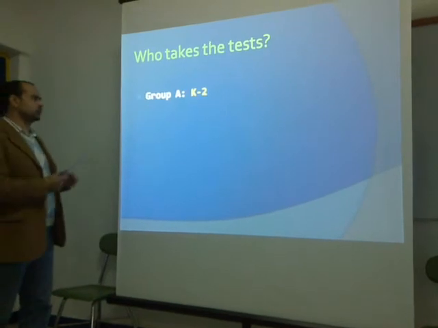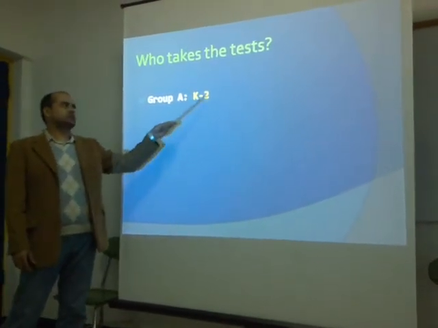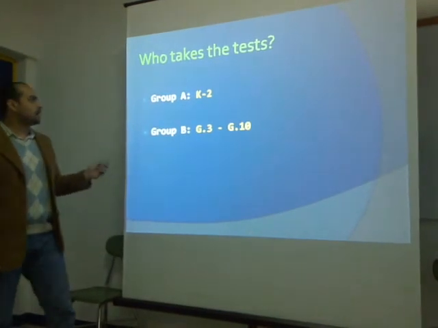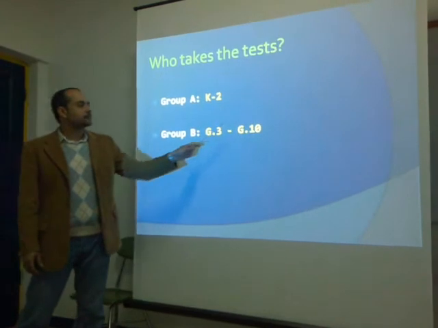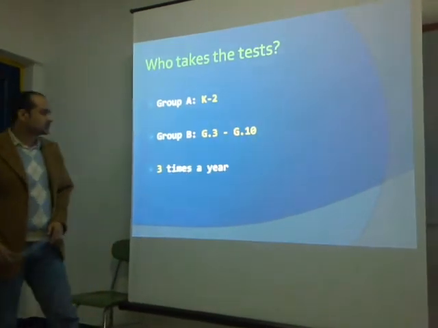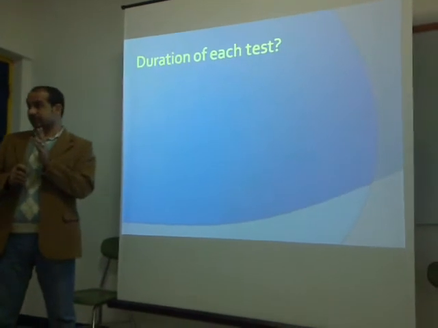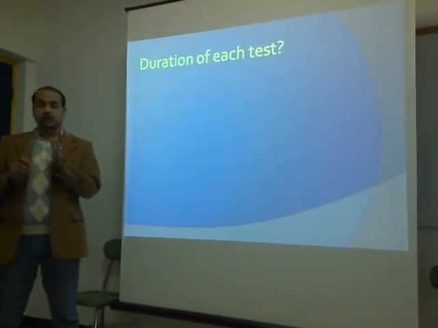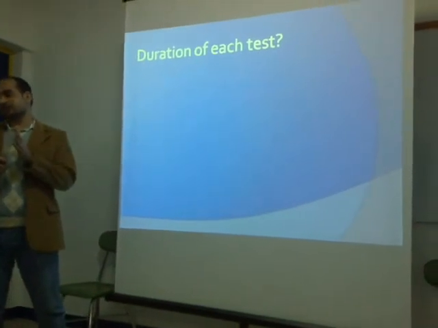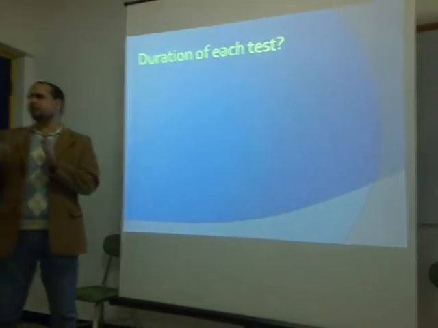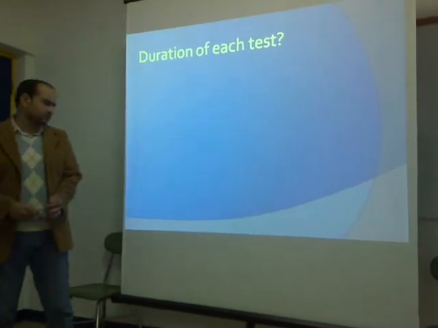The tests, I told you. You could be in group A, simple software for kindergarten to grade 10, and you could have software B if you are in grade 3 up to grade 10. You can have it 3 times a year. At the beginning of the year, that's the fall. In the middle of the year, winter. And at the end of the year, that's the spring. The school could say that we would like just to have it twice a year, the beginning and the end. It's up to the school.